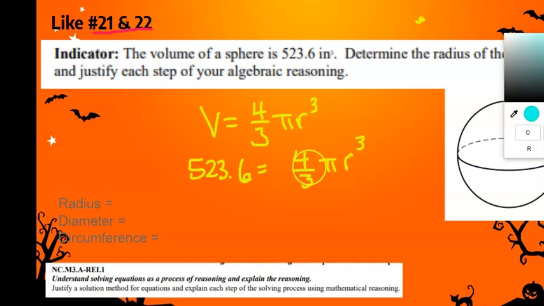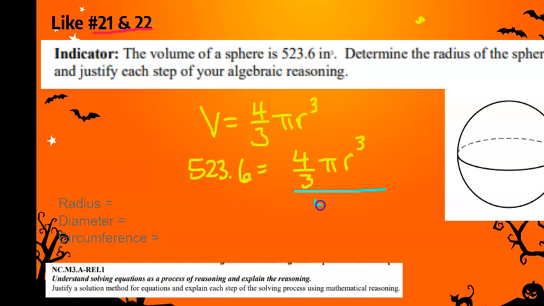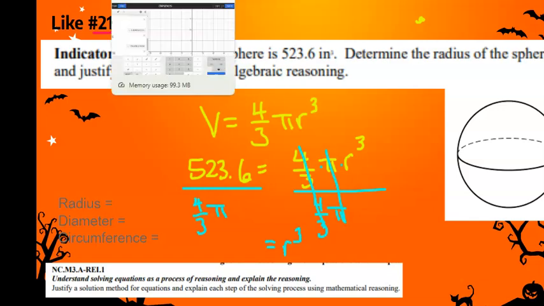What's furthest away from r? That 4/3. How do I get rid of it? You can multiply by the reciprocal, or you can divide. How am I going to get rid of pi? Well, pi is also multiplying with r, so I'm going to divide by it. But don't get too caught up in the fact that how do I get rid of this 3? I don't divide by 3, so I'm not going to put that cube down here. I know I did something similar last time. I was multiplying by a number to a power. I divided by that. 4/3 will cancel, pi's will cancel. I'm left with r to the third power equals whatever 523.6 divided by 4 pi is.